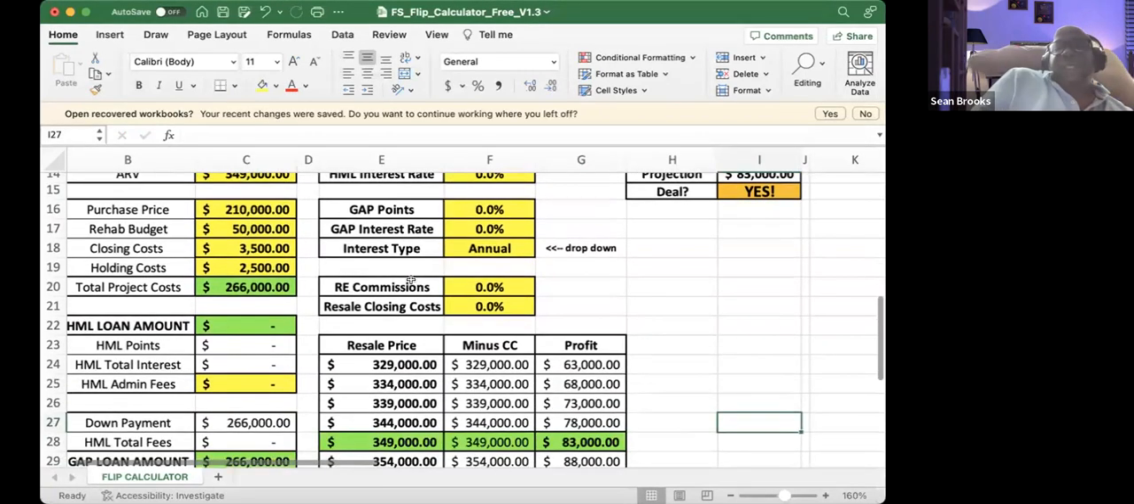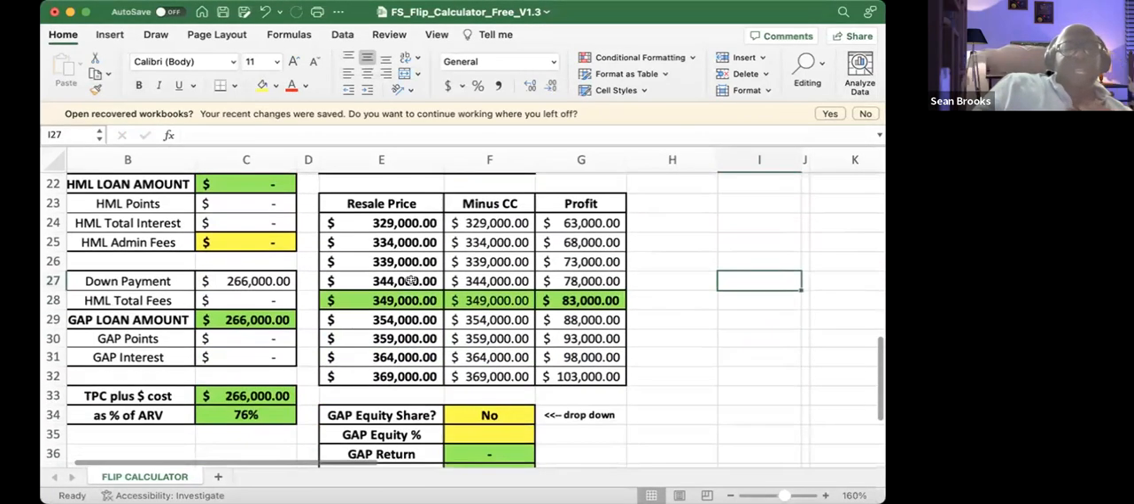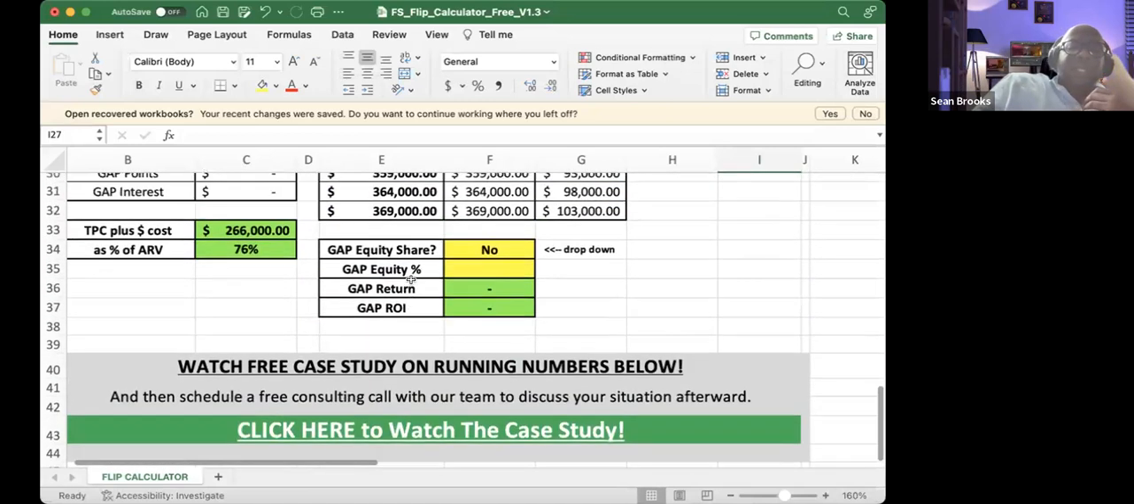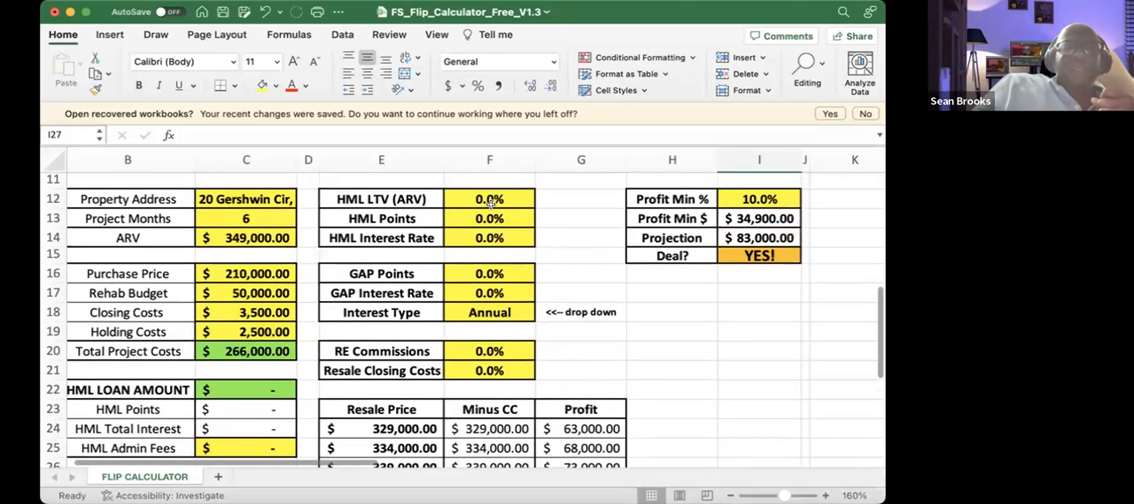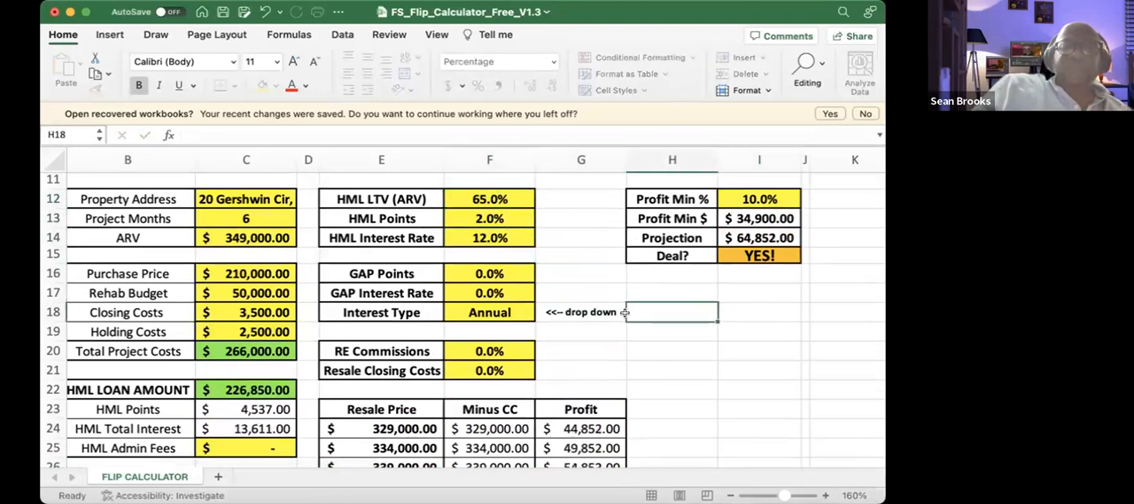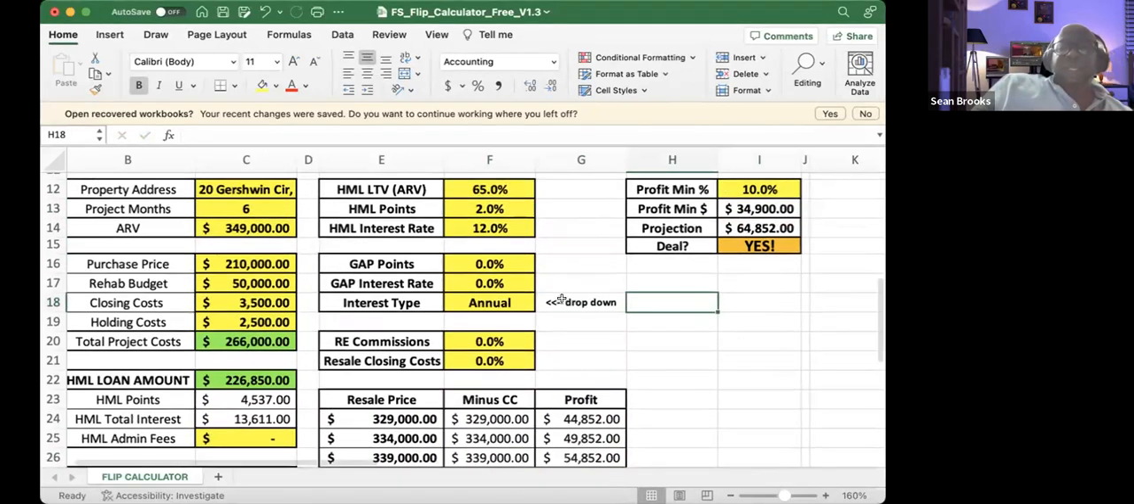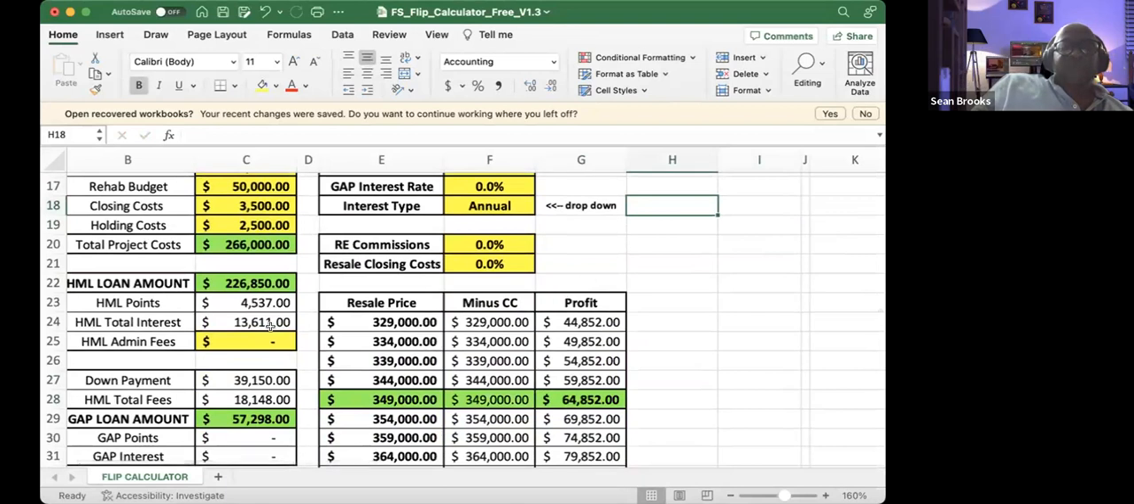Now, only in the case with many guys, if you were like us when we started, we didn't have money, hardly any money. So we had to go to a hard money lender. 65% ARV, 2 points, 12% interest. All right. So it brings down your projected profit to $64,852. But hey, when you don't have money, you have to pay somebody to come in and help you. Now let's add the admin fee.